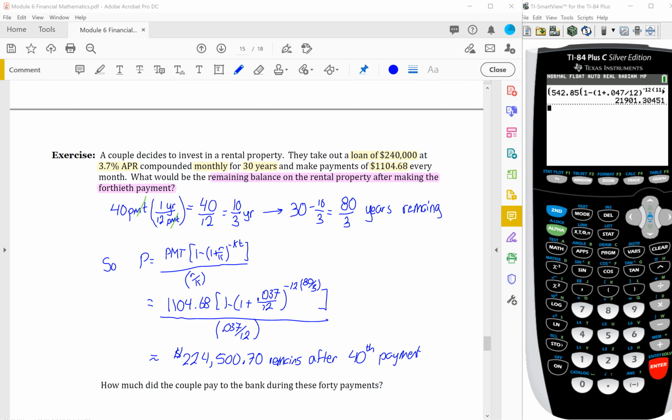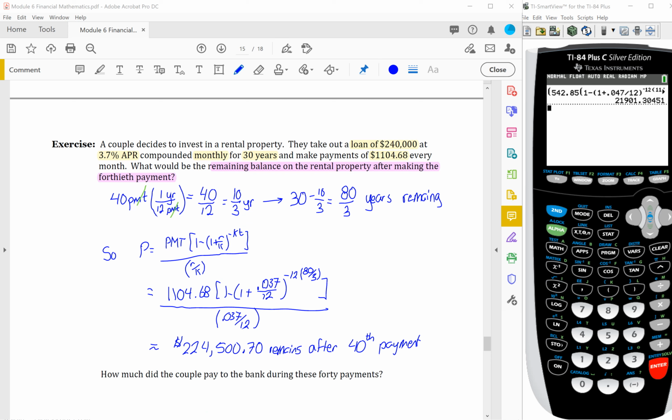Okay, let's see how we did. I went ahead and worked this out ahead of time while you were busy working out yours. Let's go over what I did just to make sure that we agree. We wanted to find the remaining balance on the rental property after making the 40th payment. So first I decided to take the 40th payment and convert that to years. And I determined that the 40th payment corresponds to 10/3 of a year. Now, if you didn't want to write this as a fraction, you could just divide 40 by 12. And the 40th payment corresponds to 3.33 years, so a little over 3 years.